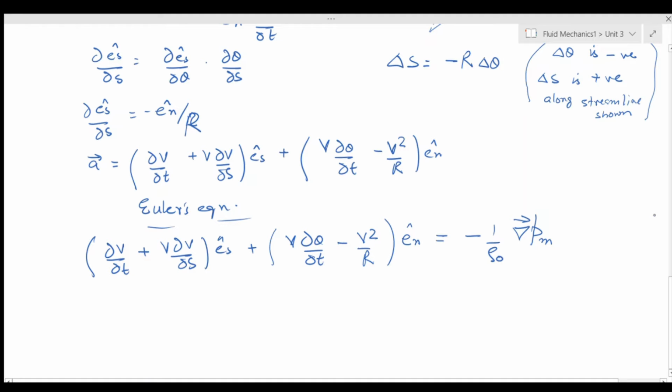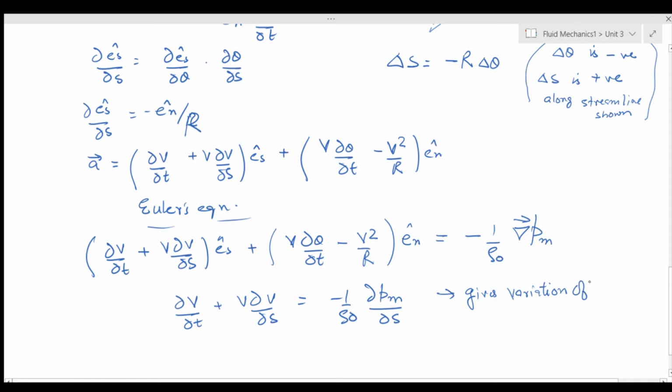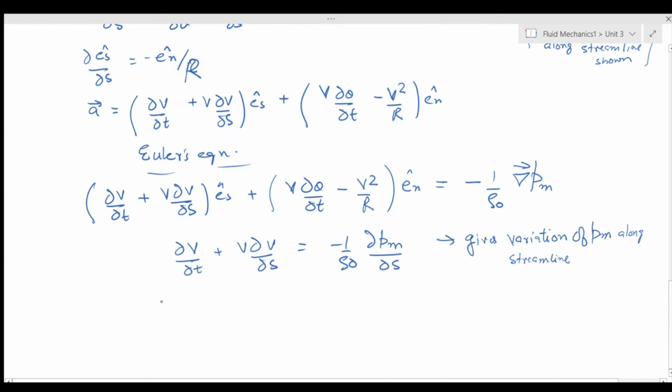If I want to find how the variation happens of my pressure along a streamline, then I need to take the streamline component, and I can say that along the streamline del V by del T plus V del V by del S would be equal to minus 1 by rho naught del Pm by del S. It gives us the variation of Pm, which is my motion pressure, along streamline, and the second component would be perpendicular to streamline: V del theta by del T minus V square by R equals minus 1 by rho naught del Pm by del N.